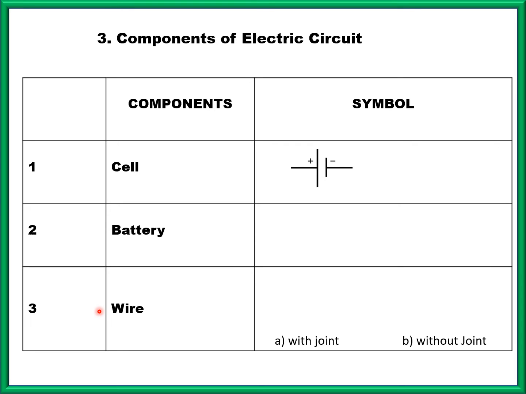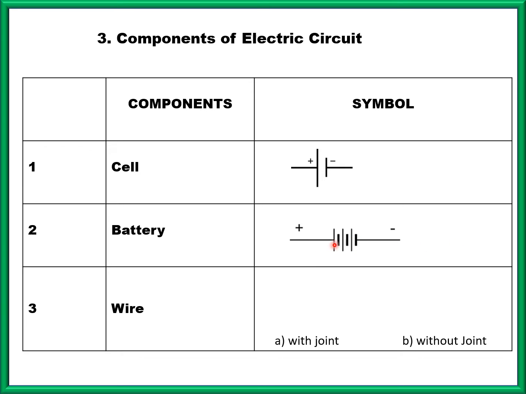For a cell, we draw like this. This represents a cell, a larger line and a smaller line. The larger line is positive and smaller line is negative. And when we draw a battery, we have already studied that a battery is a combination of cells. That means if we put together more than two cells, we call that a battery. So that's how we have drawn this one.